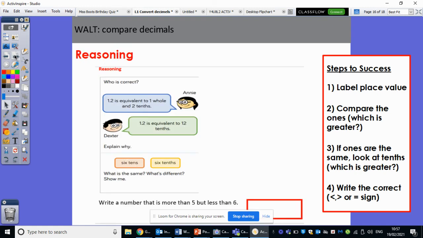Great. Now let's move on to the final section, which is our reasoning. So we have 2 opinions here, one from Annie, one from Dexter. So can you tell me who is correct? And really importantly, explain why. And then for the second bit, explain what's the same, what's different from 6/10 and 6 tenths. And then write a number that is more than 5 but less than 6 in decimals, please. Okay, off you go.